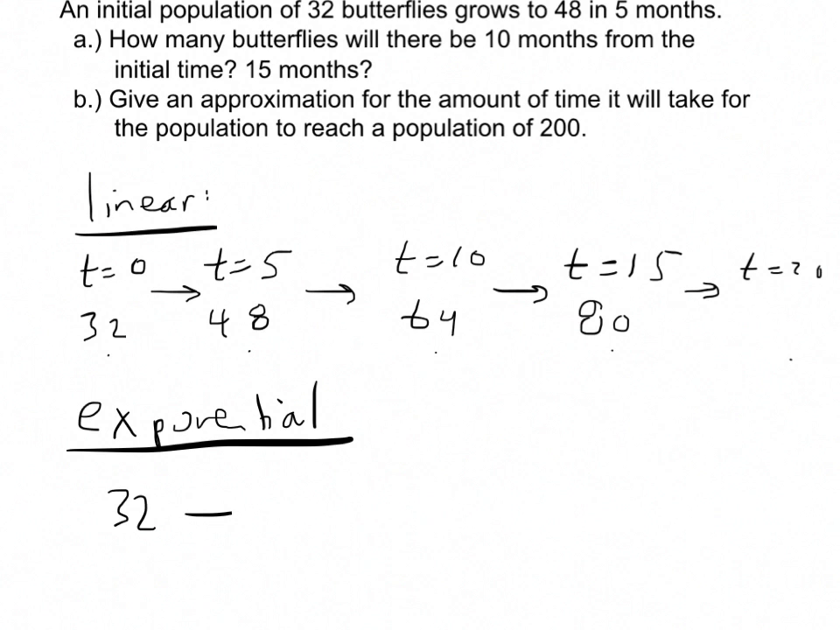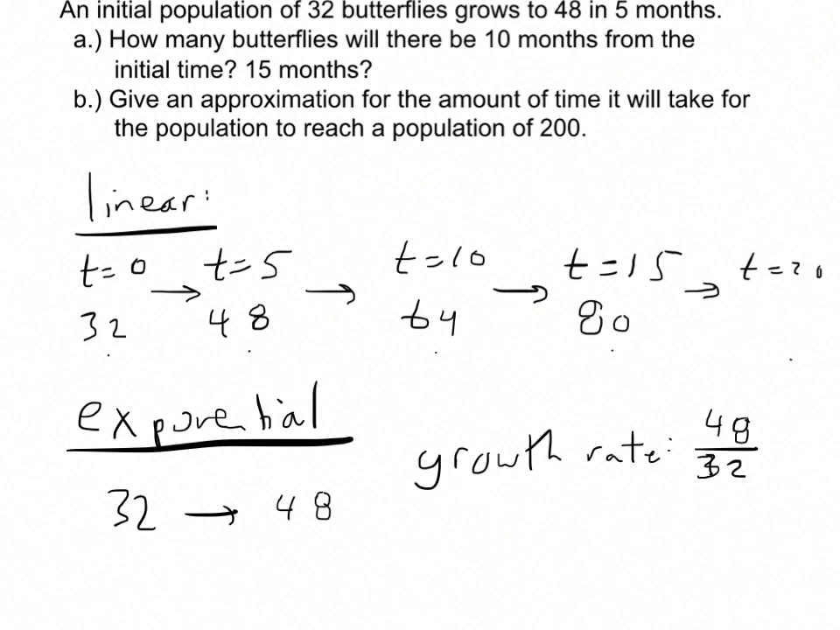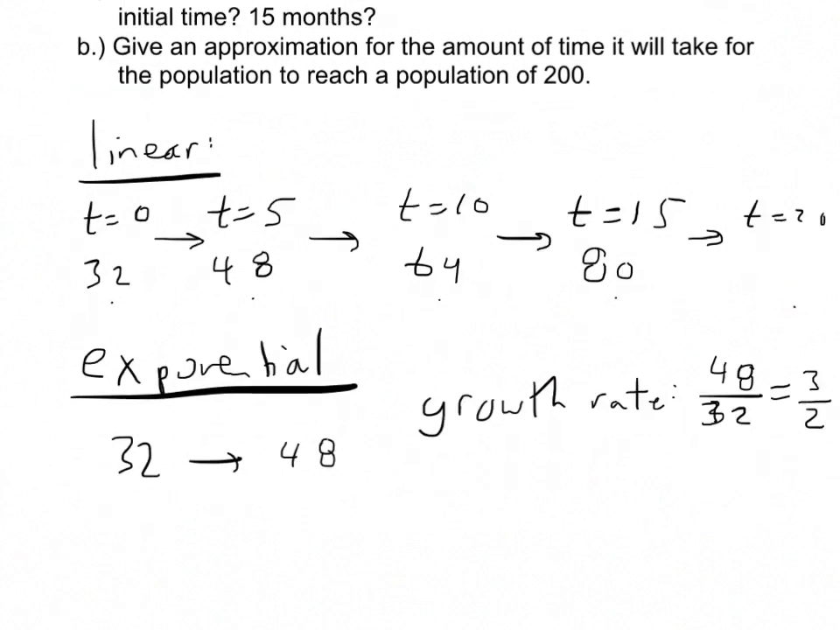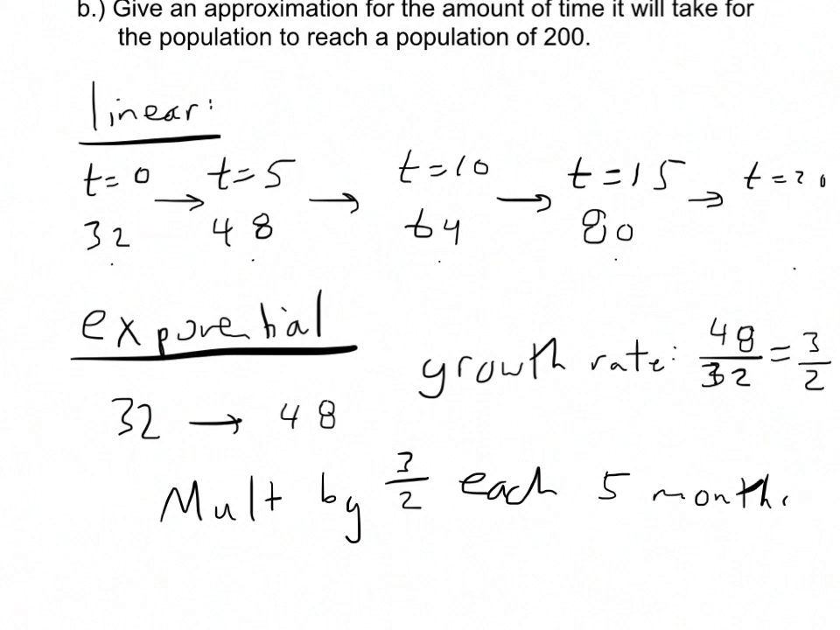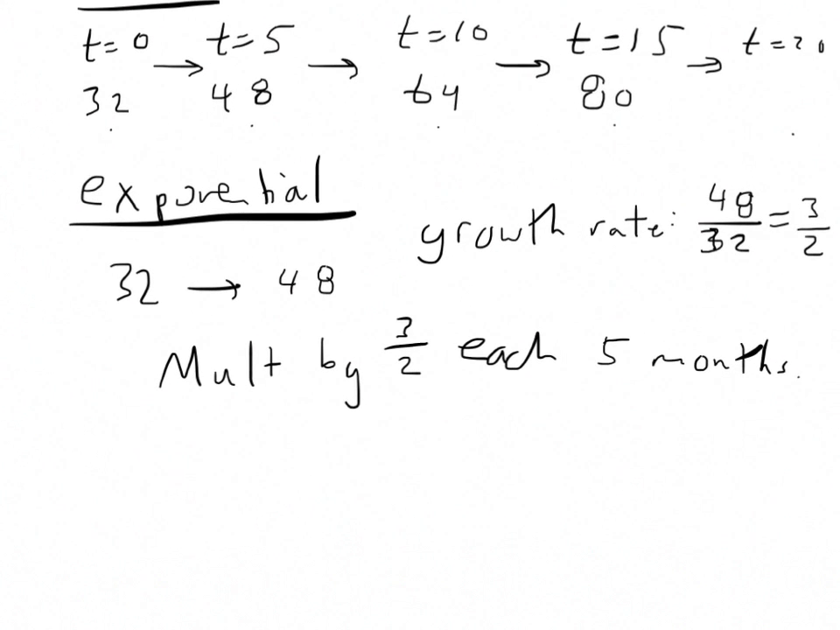if you've got 32 here and 48 here, the growth rate is basically 48 over 32, the end population over the beginning one. And if you simplify that, that ends up being 3/2. So what that means is that we are going to multiply by that growth rate 3/2 each 5 months. I hope that makes sense. It basically means that in exponential growth, when time is 0, we were at 32. Then, if I multiply by 3/2, that means that when time is 5, I'll be up at 48.